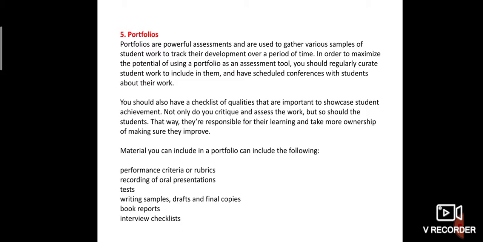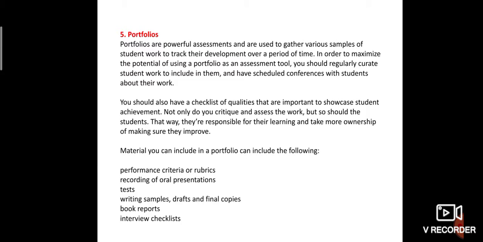So you should also have a checklist of qualities that are important to showcase students' achievement. Not only do you critique and assess the work, but so should the students. Sila mismo mo, assess po sila. Mura sila mag-thinking about their thinking, mag-metacognitive activities sila ba. That way, they are responsible for their learning and take more ownership.